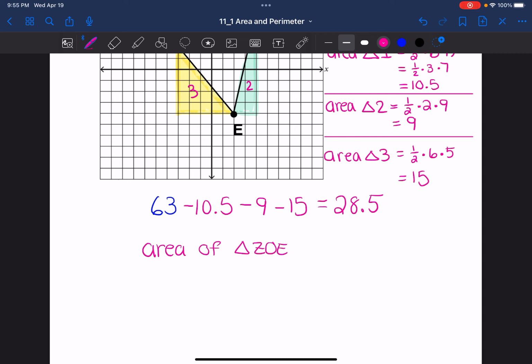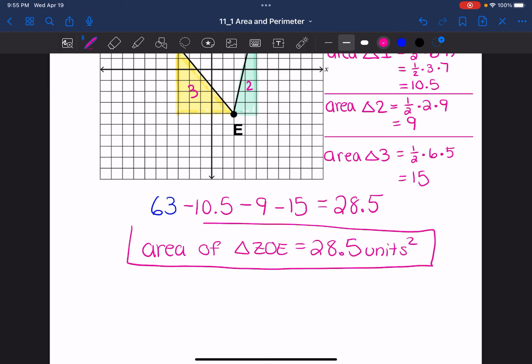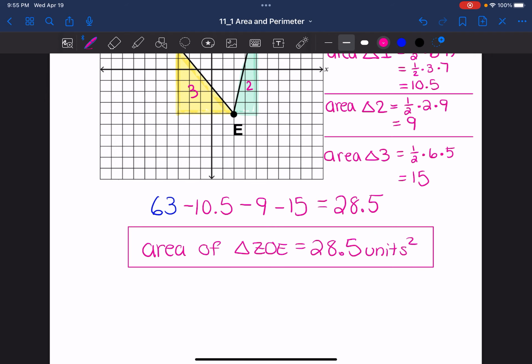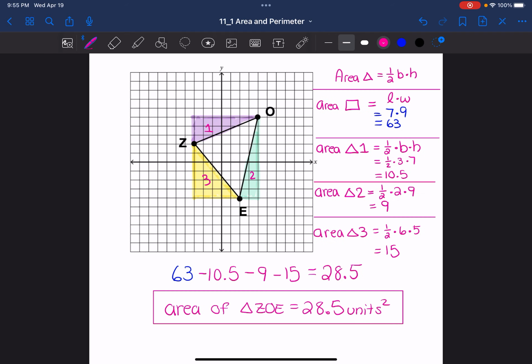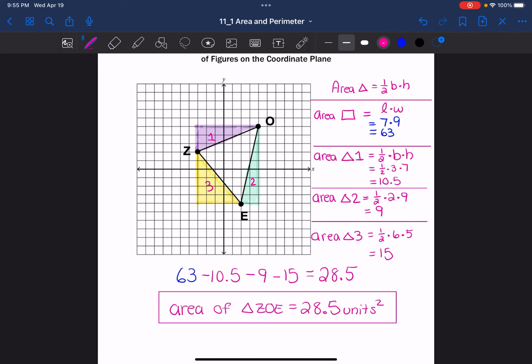So that means the area, so I'm just going to write this out down here, the area of triangle ZOE equals 28.5 units squared. So this is a nice, really easy method. We call it the box method, which could be used to find the area of any figure. You can box in any figure, take the area of the larger rectangle, and then subtract all those little triangles you find along the way.